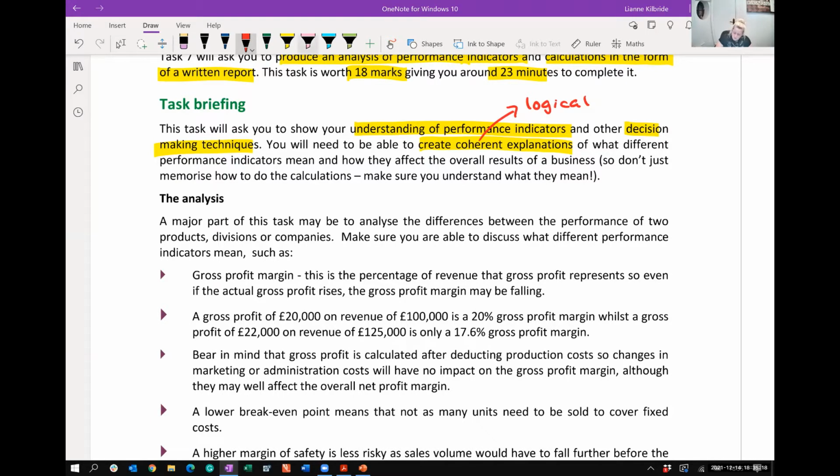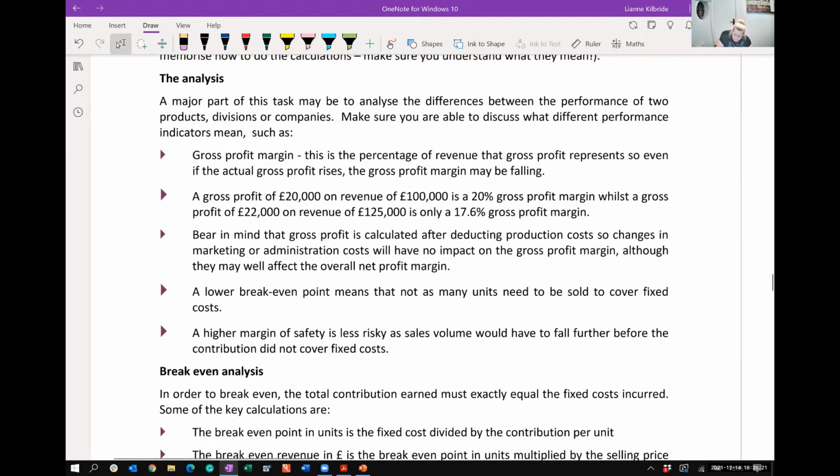Things that will come up, which shouldn't be new to you, include being able to do the analysis. This is where you look at the differences between the performance of an organisation, comparing one year to the next, or one product to another product, or comparing different organisations and their products against each other. For example, if we're talking about gross profit, what it's like from one year to the next, or what it's like if we produce one product which has other costs incurred against another product.